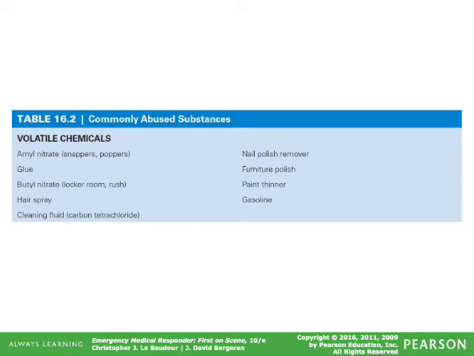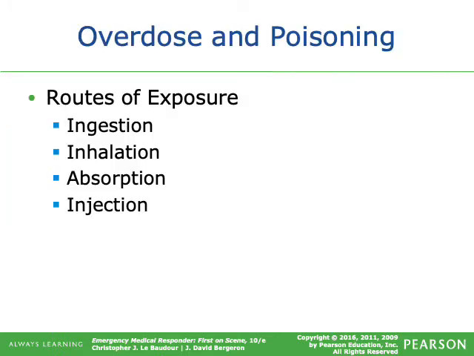Alright, some volatile chemicals are going to be amyl nitrates. These are known as snappers and poppers on the street. Glue. Butyl nitrate. This is going to be a locker room or a rush. Hairspray. Cleaning fluid. This can be carbon tetrachloride. Nail polish remover. Furniture polish. Paint thinner. Gasoline. Alright, so some routes of exposure are going to be ingestion, inhalation, absorption, injection.